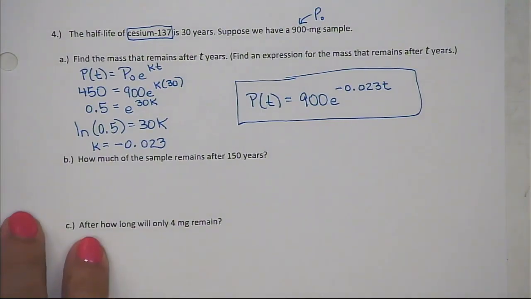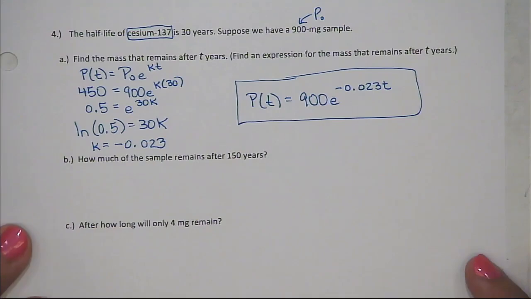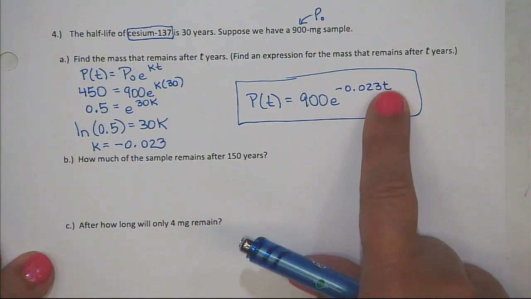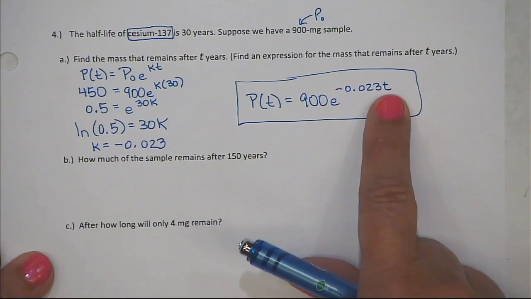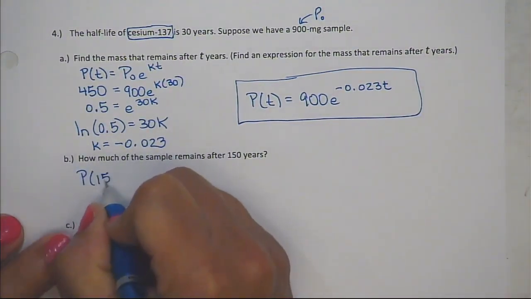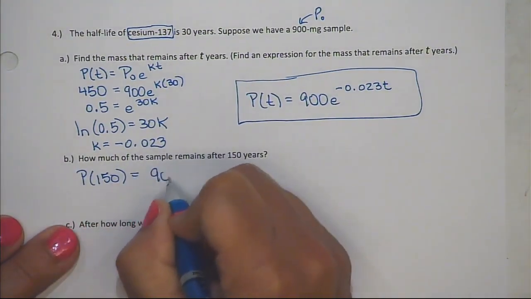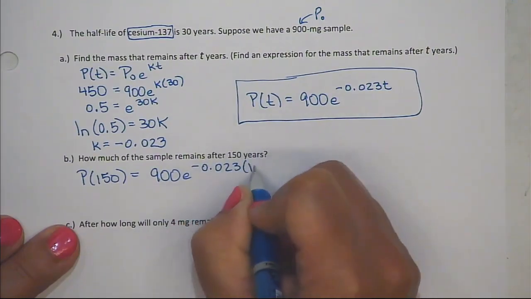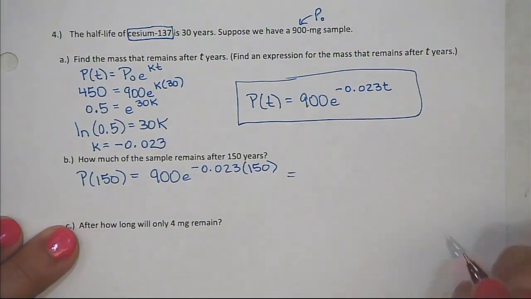All right, so part B, how much of the sample remains after 150 years? So where's 150 going? And for t, right? You're just going to put 150 in there, and that's straight out of the calculator. So P of 150, 900 e to the negative 0.023 times 150. So no logs needed in that one.